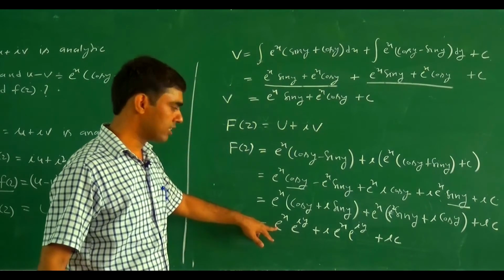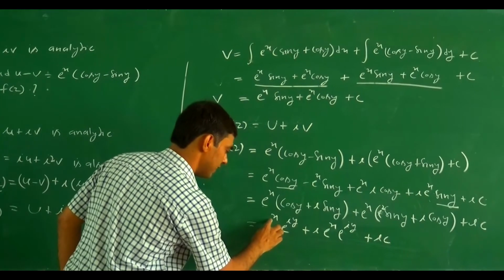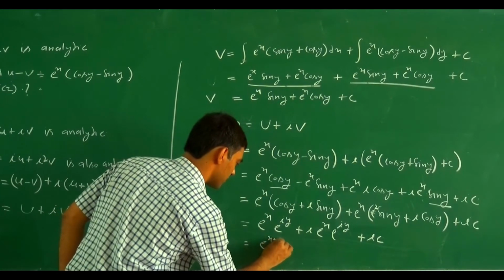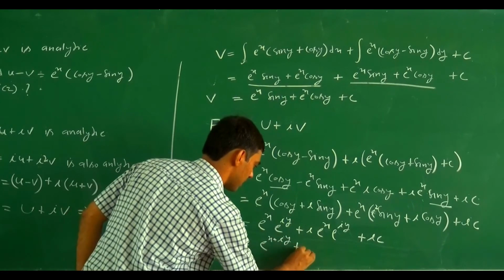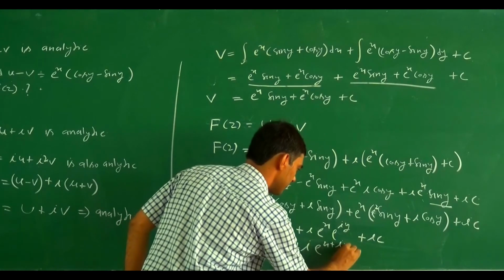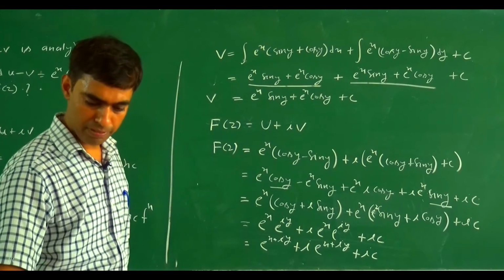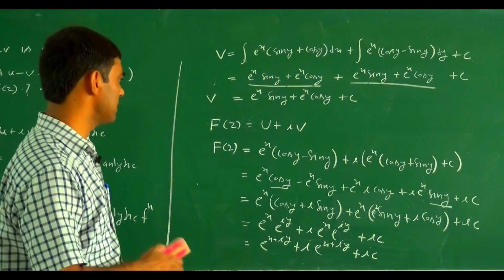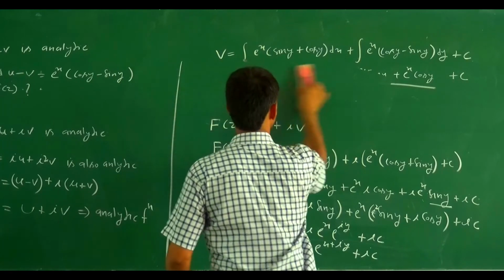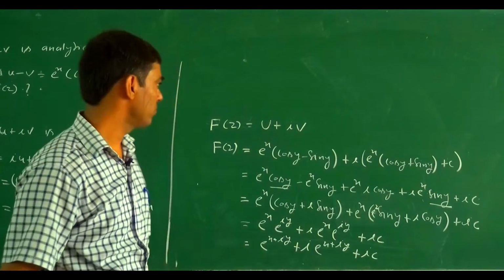So if we simplify this one, then what will happen? This becomes e to power x plus iy, e to power x plus iy plus i e to power x plus iy plus ic. If we simplify more and write here, then what is the value for?